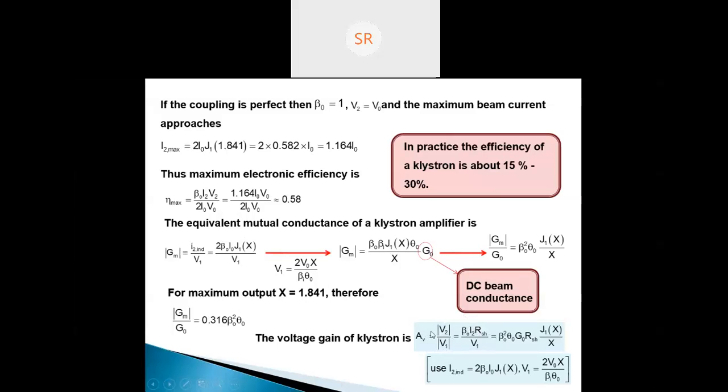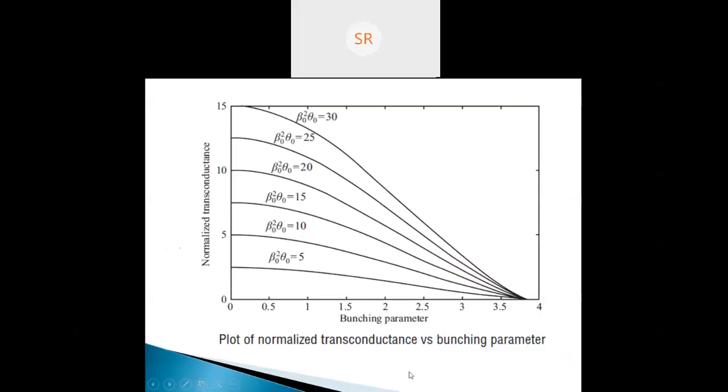And we can express that V2 in terms of the equivalent conductance of a Klystron amplifier. That is the ratio Gm by G0, which is this one, G1 of X. If you consider G1 of X at X equal to 1.841, we will get that Gm by G0, that ratio, is nothing but 0.316 beta 0 theta 0. So you will get the available voltage gain in this particular expression here, or you can say the current induced in terms of this.